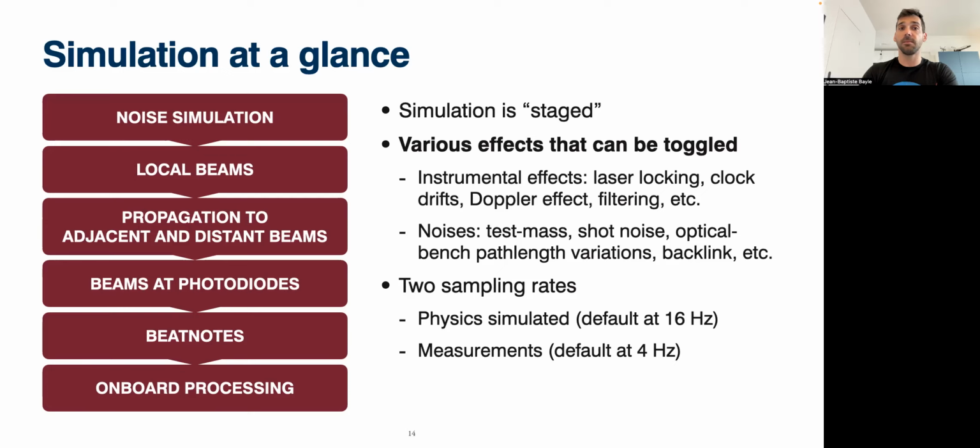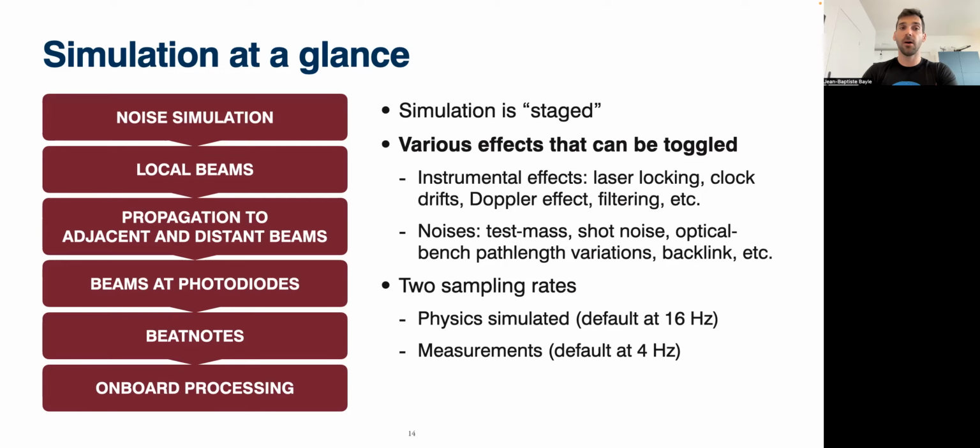Of course, various effects can be toggled, activated or disabled. There are instrumental effects like the locking of the different lasers, the clock drifts and jitters, the Doppler effect, the filtering we just talked about. And you can also enable or disable different noises, laser noise, for example, or the dominant noises, the test mass or the shot noise, and also other secondary noises like optical bench path length variations or the backlink between the 2 adjacent MOSAs.